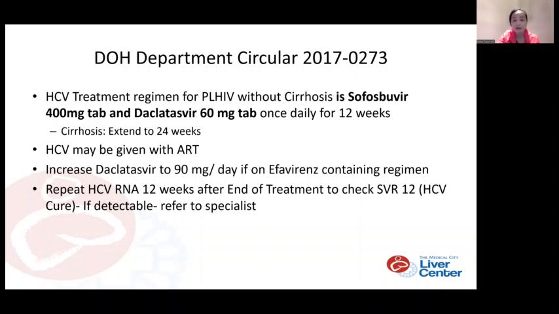HCV treatment may be given with ART. In settings where your ART includes efavirenz, you need to increase the dose of your daclatasvir. And to document cure, at the end of treatment, you count another 3 months and again request for an RNA to document cure. Because if you see that 3 months after ending treatment, you still have RNA, you need to refer to a specialist for evaluation.